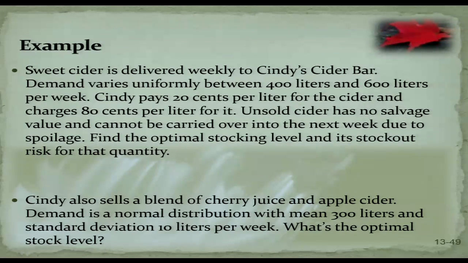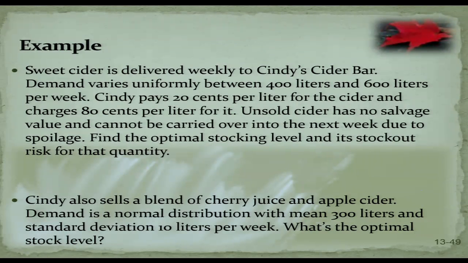So if it's sold between 400 and 600 units, would it be 5? Let me take the average, that would be 5. I was about to do 400 minus 80 and then 600 minus 20, or vice versa. Cindy pays 20 cents per liter for the cider, and it's 80 cents per liter for the sale. Yeah, that's right.